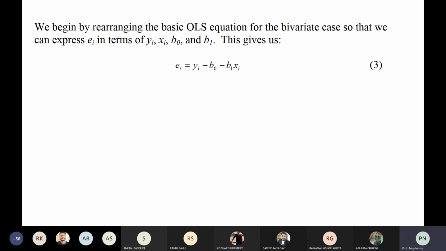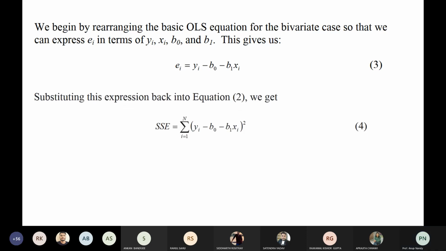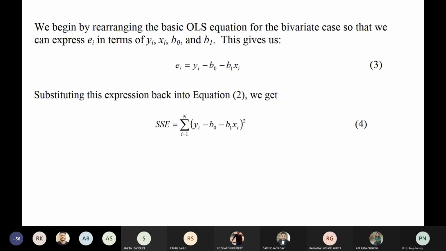Although I'll be sharing this PPT, for the present moment you need to do a little bit of calculation to see how things are coming. Now you have to substitute this expression back into equation 2. What am I going to get? SSE, the sum of squares, is equal to the sum from i equal to 1 to n of EI squared. Then you put the value of EI in this expression: yi minus B0 minus B1 xi, whole squared.